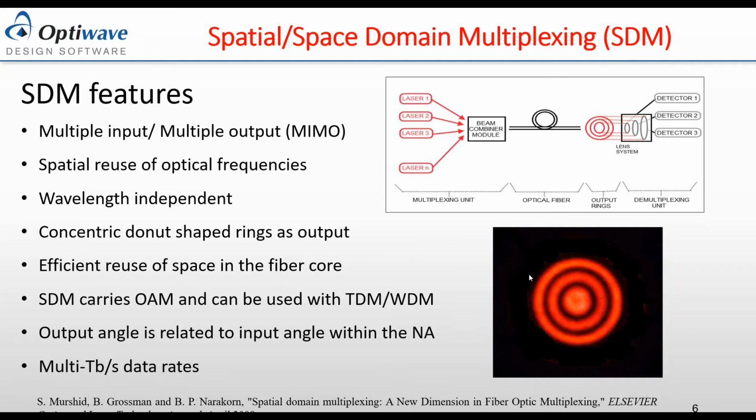So that is what we call space division multiplexing or spatial domain multiplexing in a single core fiber. There is another space division multiplexing that is in a multi-core fiber. No, this is different from that. We are talking about a single core fiber spatial domain multiplexing.